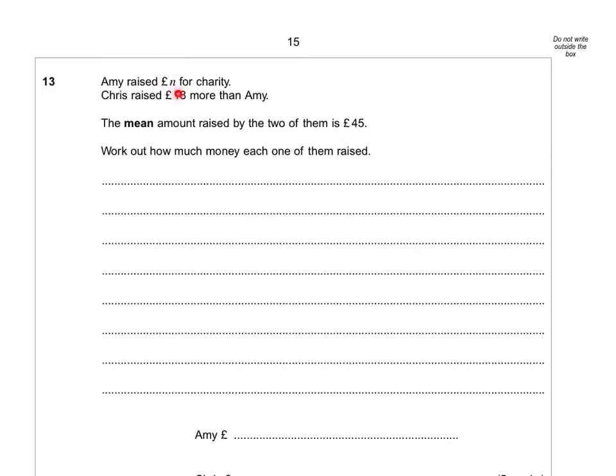Amy, we don't know what she raised, it's called N. Chris, on the other hand, we don't need to give a new name to. We don't need to say that Chris raised M or anything like that. Chris raised £18 more than Amy, so he raised N plus 18. And I'm now going to work through this question using these two numbers. Amy raised N, Chris raised this much.